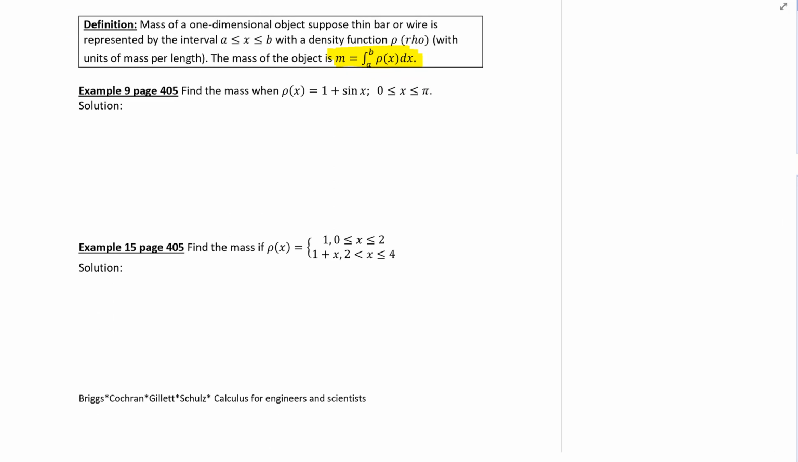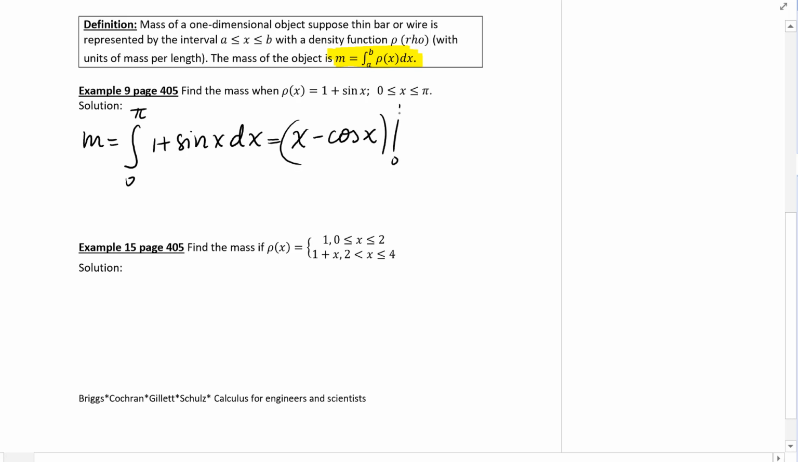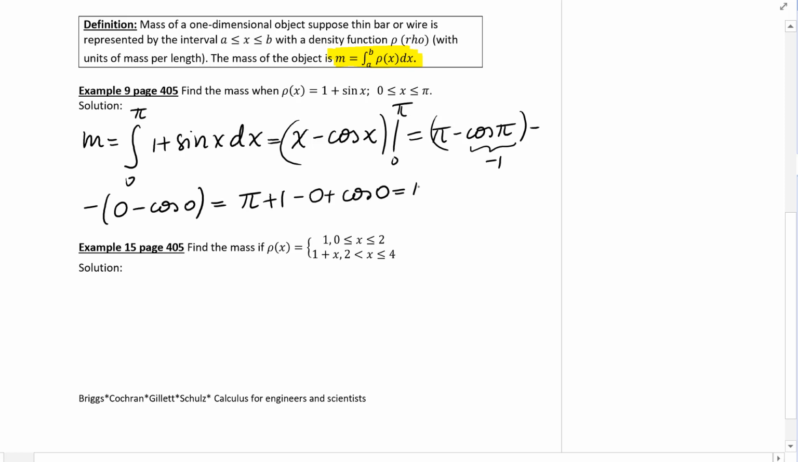Find the mass when rho equals 1 plus sine of x for x between 0 and pi. So the mass is equal to the integral from 0 to pi of 1 plus sine of x dx. Now the integral of 1 is x, and the integral of sine of x is negative cosine of x, evaluated from 0 to pi. So you get pi minus cosine pi minus 0 minus cosine 0. Cosine of pi is negative 1, with the negative it's plus 1, and then minus 0 plus cosine of 0. So we get pi plus 1, and cosine of 0 is 1, plus 1, so we get pi plus 2.